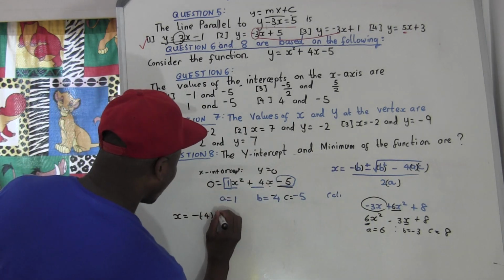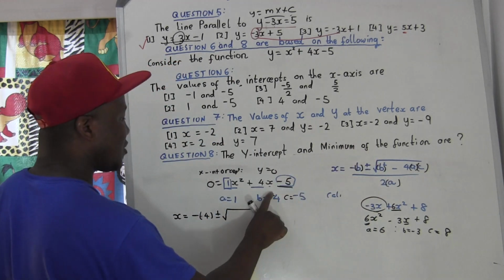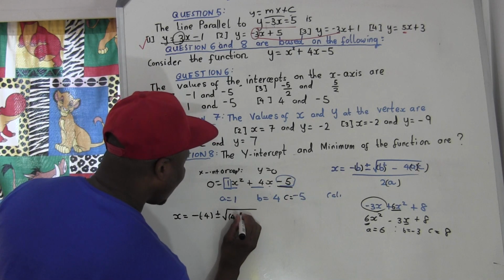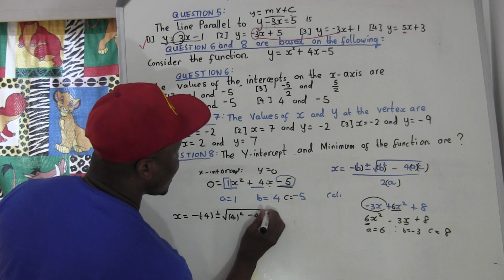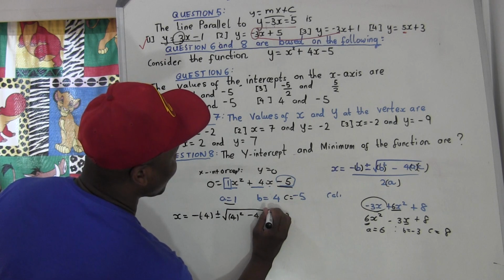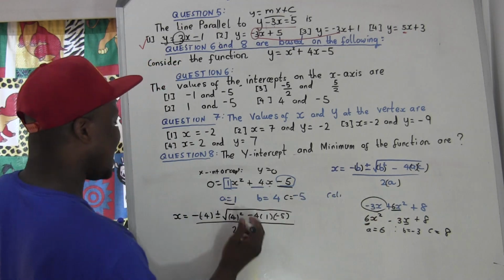Then I'll say plus or minus, and then we go square root. B, what is B? B equal to positive 4. Just positive 4, right? That was this example. So say 4, put bracket, square, and then minus 4 times A. What is A? A equal to 1. And what is C? C equal to negative 5. Put bracket whenever there's a letter. 2 times A. What is A? A equal to 1.